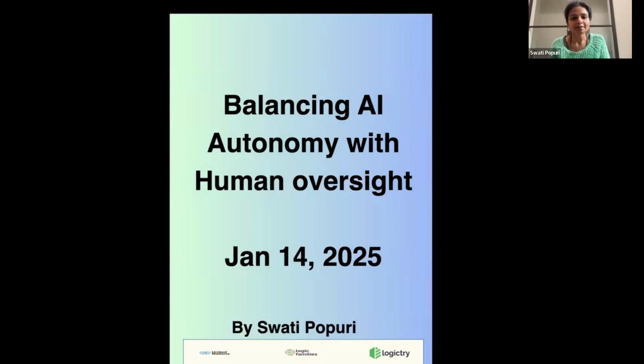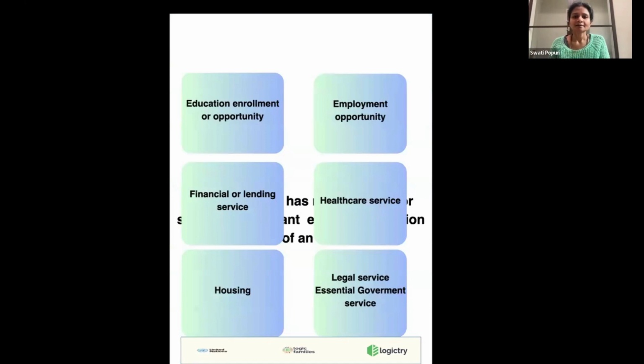Balancing AI autonomy with human oversight. And this particular topic is supporting the SDG 17, which is supporting the global partnerships and under the technology related goals.